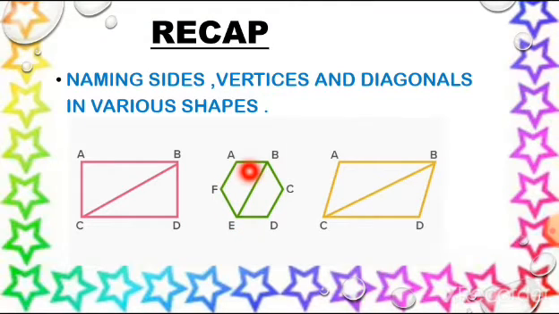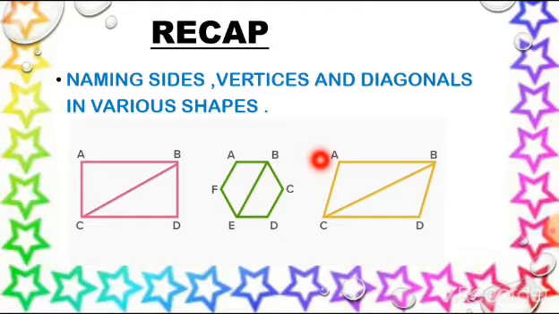Don't forget to put the comma between these vertices. Vertex A, comma, vertex B, comma, vertex C, comma, vertex D, comma, vertex E, comma, vertex F. And which is the diagonal here? Yes, BE or EB is the diagonal of this shape. Got it, children? Now look at the next one.